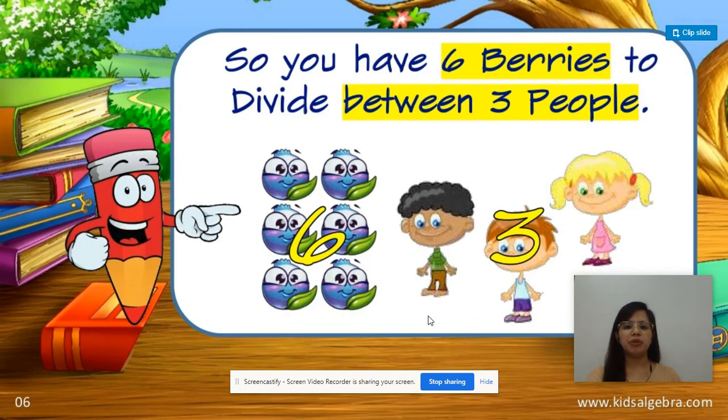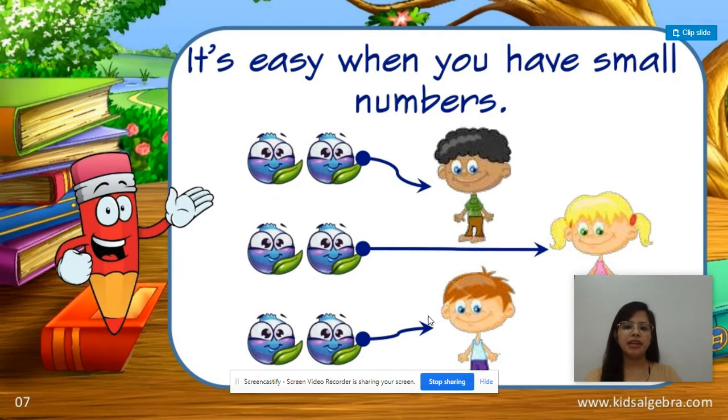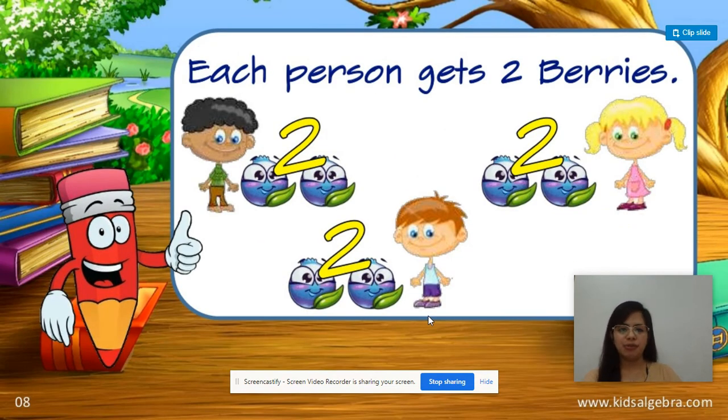And this is how it would look like if you put it into drawing. So you have 6 berries, divide into 3. Obviously, it's easy when you have small numbers. Each person gets 2 berries, and it's equal.